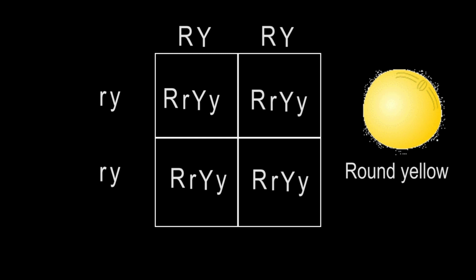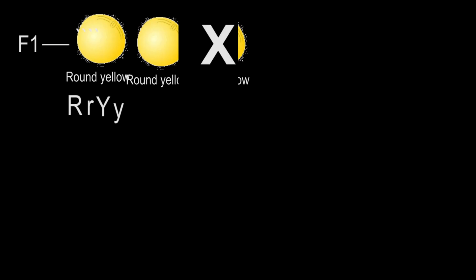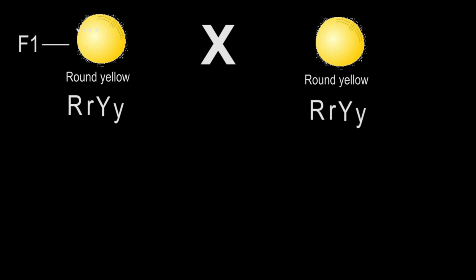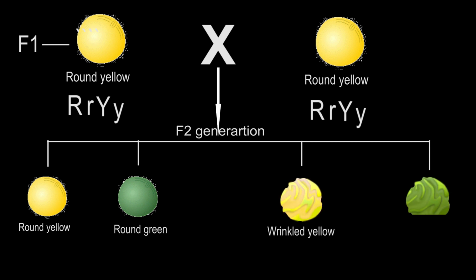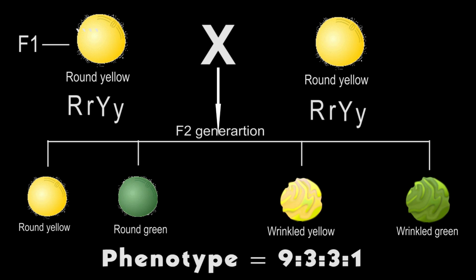Now what did Mendel do next? Mendel crossed these F1 plants again to get the F2 generation. As we know, they are round yellow only, but they are heterozygous parents now. Previously they were homozygous, but now they are heterozygous. So in the F2 generation, Mendel got round yellow, round green, wrinkled yellow and wrinkled green combinations. How is it possible? And he got the ratio 9:3:3:1. But how did he get this? Let's see how Mendel got this.